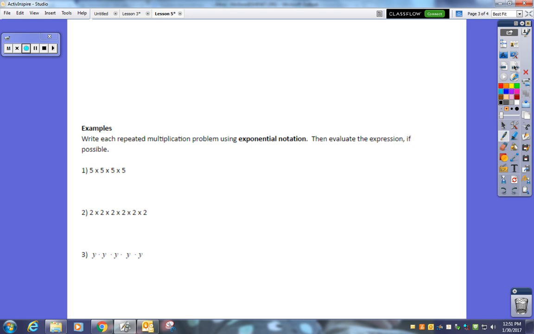So in the first one, if you're seeing repeated multiplication, the first thing that I would do is write down the number that's being multiplied as my base. So we have repeatedly multiplied 5, so I'm going to write down a large or big 5 as my base. Then I'm going to count how many times it's being multiplied. 1, 2, 3, 4. So 4 would be my exponent. So this is 5 to the 4th power. If I'm going to evaluate it, that means I would want to go back to that repeated multiplication, and I'm going to break it down.